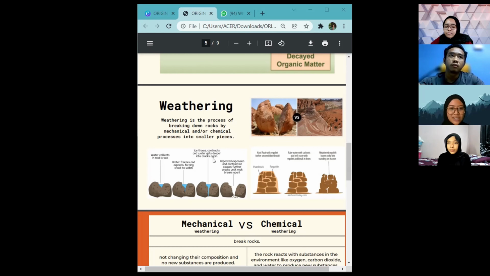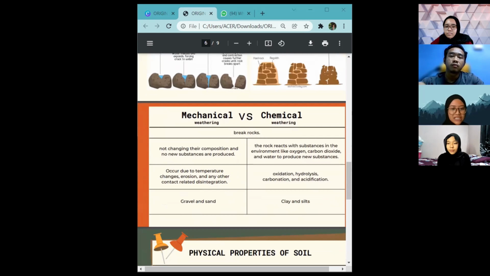So what are the different processes of chemical weathering? The rate depends on temperature, surface area, and available water. The major reactions involved in chemical weathering are oxidation, hydrolysis, carbonation, and acidification. Oxidation is a reaction with oxygen to form an oxide. Hydrolysis is a reaction with water, and carbonation is a reaction with CO2, carbon dioxide, to form a carbonate.